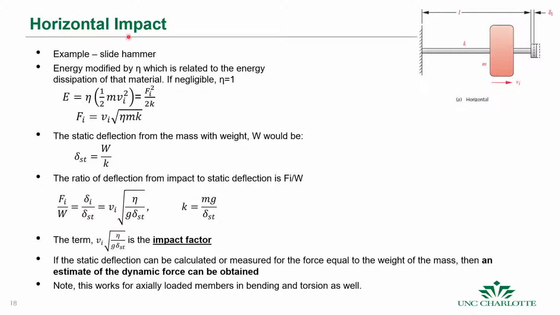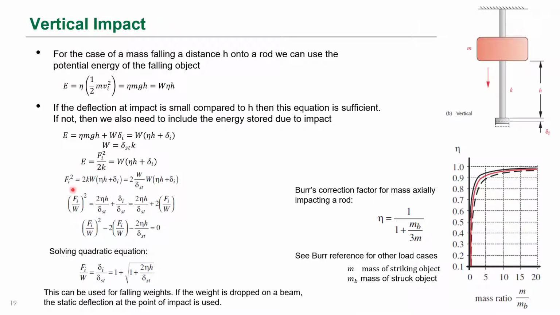Now, this is for horizontal impact, and this also works for any other axially loaded members, even if they're in bending and torsion as well. So this is the energy method of looking at the kinetic energy and how that energy is transferred into the elastic energy, and then giving us some terms that we can use to estimate the impact due to that weight hitting, which is a function of the velocity.